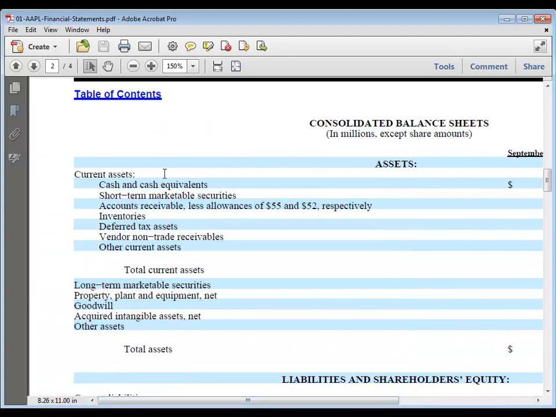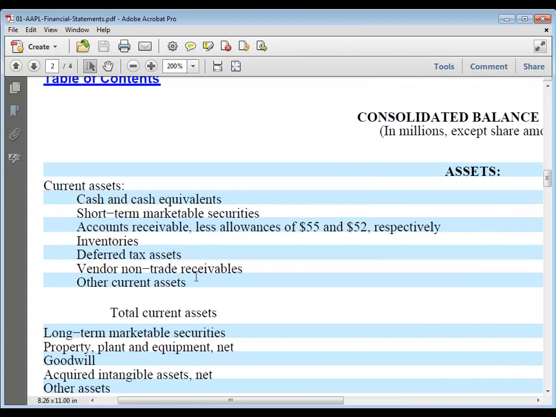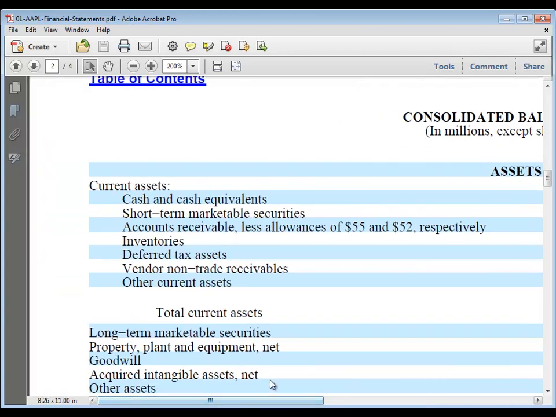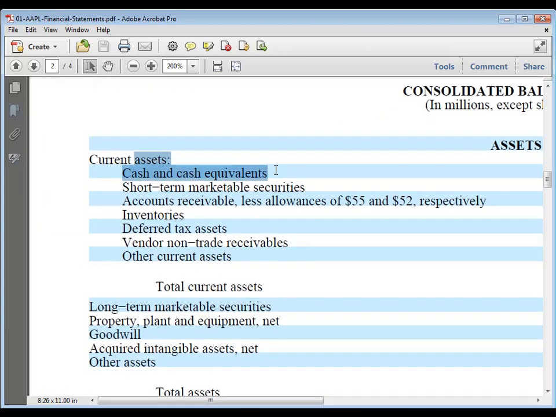Now the overall structure here is very similar to what we have on our own balance sheet, but I have made some changes. We have cash at the top, very similar to cash in your checking account on your own personal balance sheet. Short-term marketable securities are also similar to cash in that they're very liquid. You can easily turn them into cash. Accounts receivable. These are very similar to IOUs from friends that we went through in the personal balance sheet example.